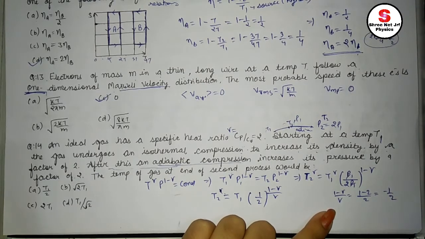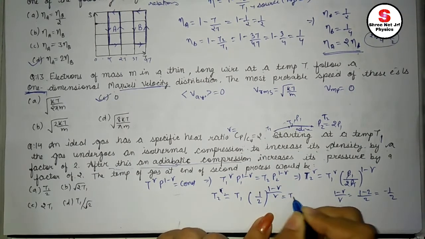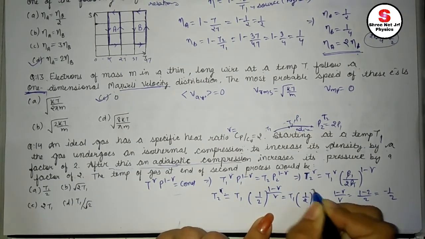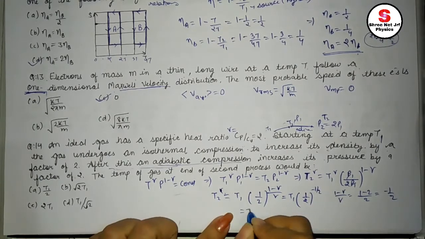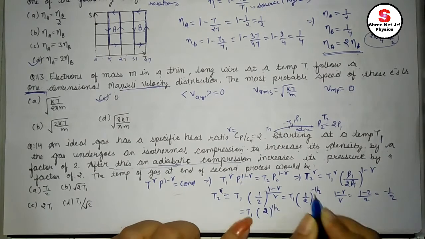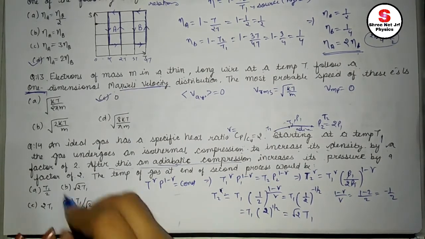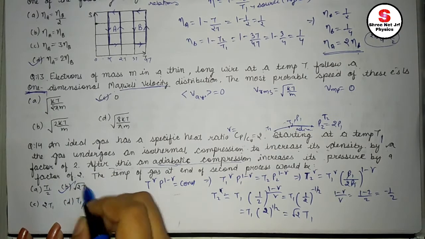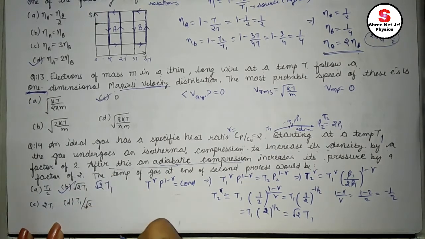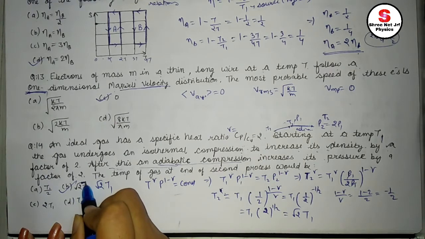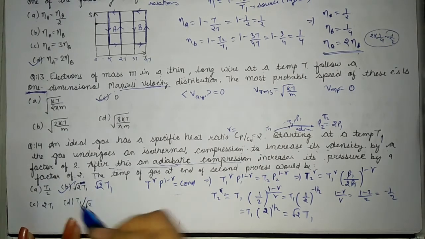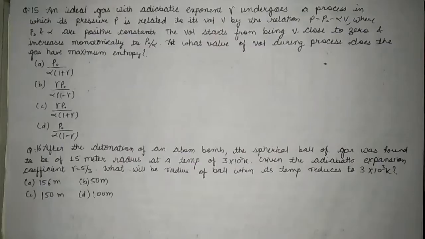So it is equal to T1 times 1 by 2 to the power minus 1 by 2. That means T1 times 2 to the power 1 by 2. I can write it here as root 2 times T1. Here it is root 2 into T1. So B is our right answer.